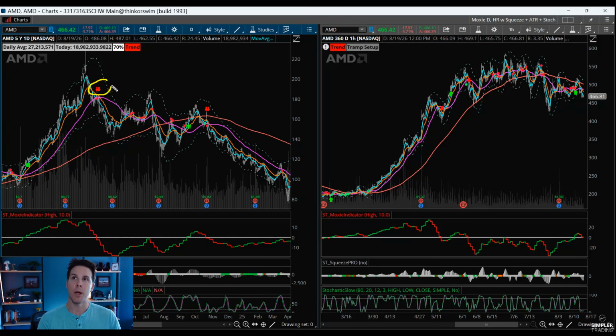So first off, remember the Moxie Indicator right there, that tells you when the Moxie Indicator has fired short. And you can see right at the time that we are getting that Moxie price trigger, we're also getting price to fail the daily 50. So there's your confirmation to the downside.